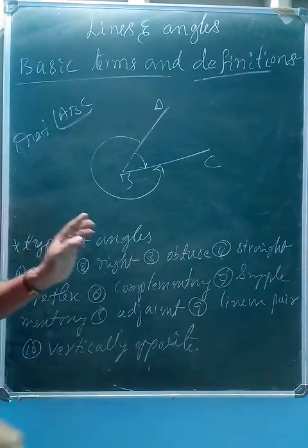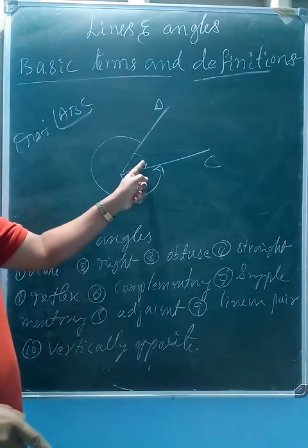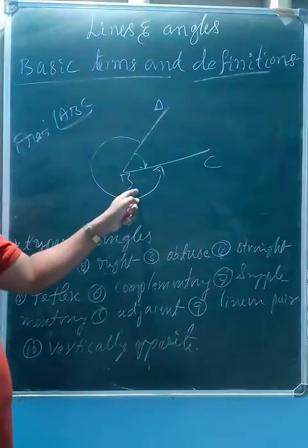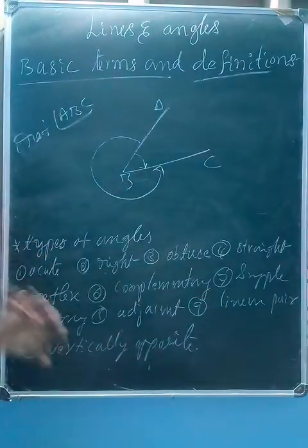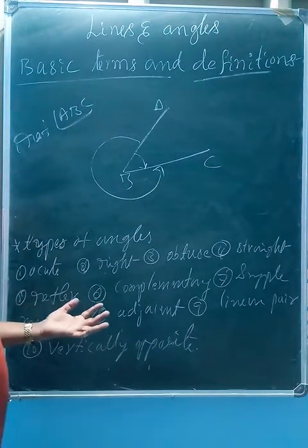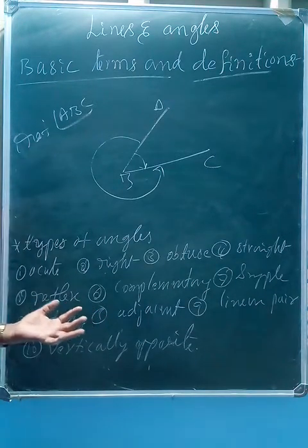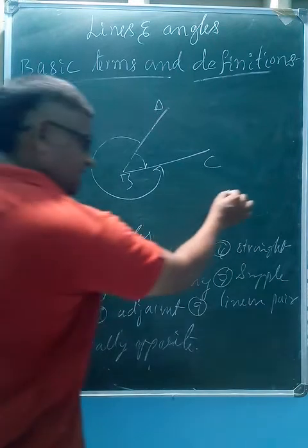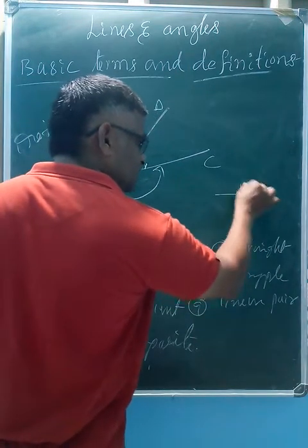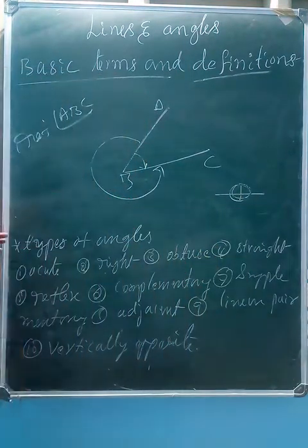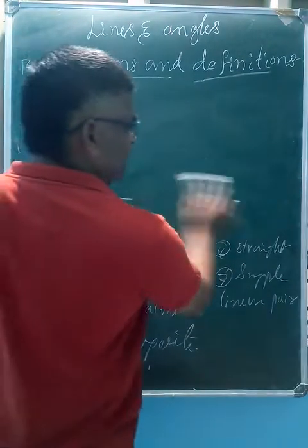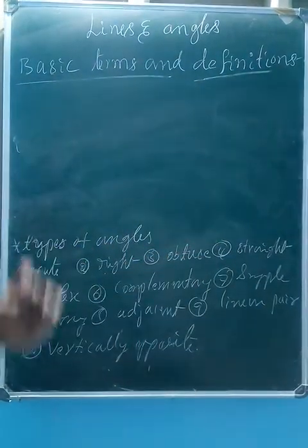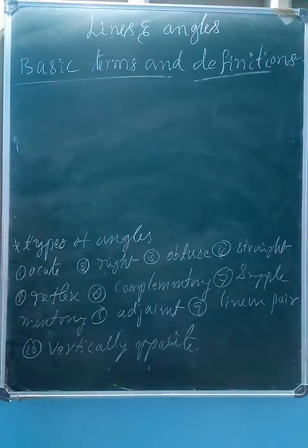If you write just ABC, this is interior ABC. But if you want exterior, you have to write reflex ABC. So what is reflex angle? The angle more than 180, less than 360. If it is exactly 360, that is called complete angle. Okay, what do we call that one? Complete angle. If an angle measures exactly 360, that is complete angle.